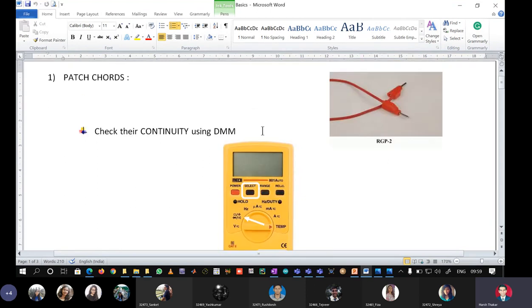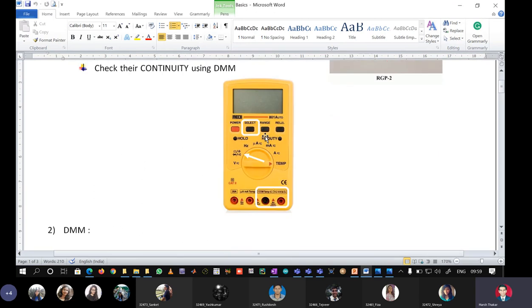Now, in order to check the continuity using DMM, please understand one thing, that DMM has three things. Okay, so the bottom circles in two different colors, red and black, are called sockets, and every socket has multiple functionalities or measurements associated with it. So the first aspect of a DMM is the sockets.